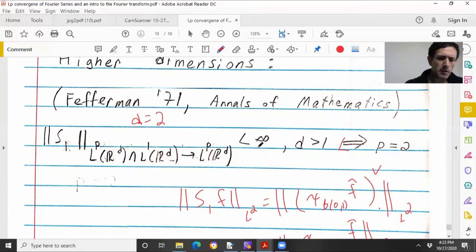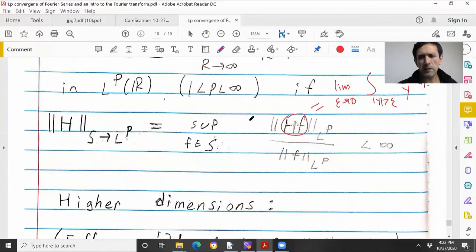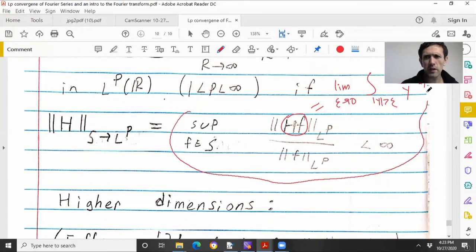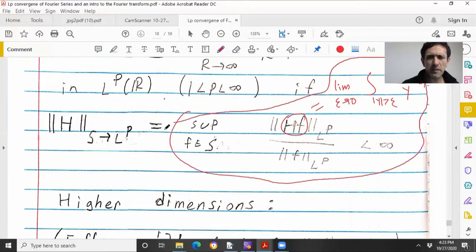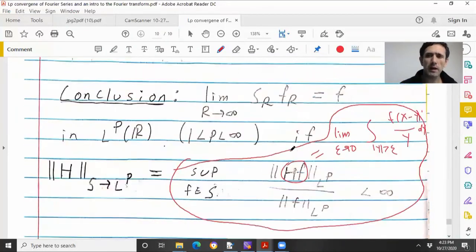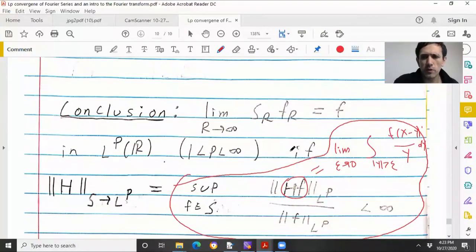Okay, so as I said, the rest of the course is going to be basically devoted to proving this fact here for p between 1 and infinity. How do you prove this? That's going to be what the course is devoted to. And we have to develop some tools to do this.